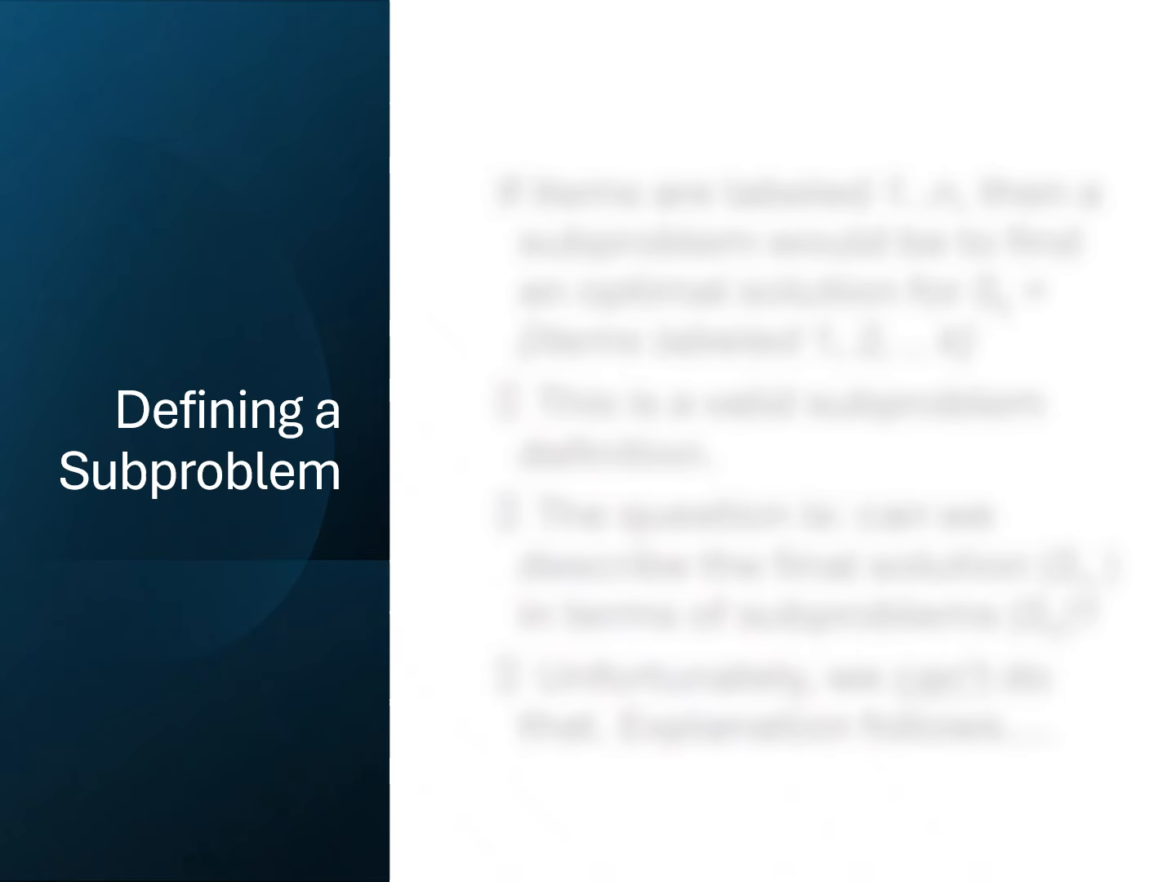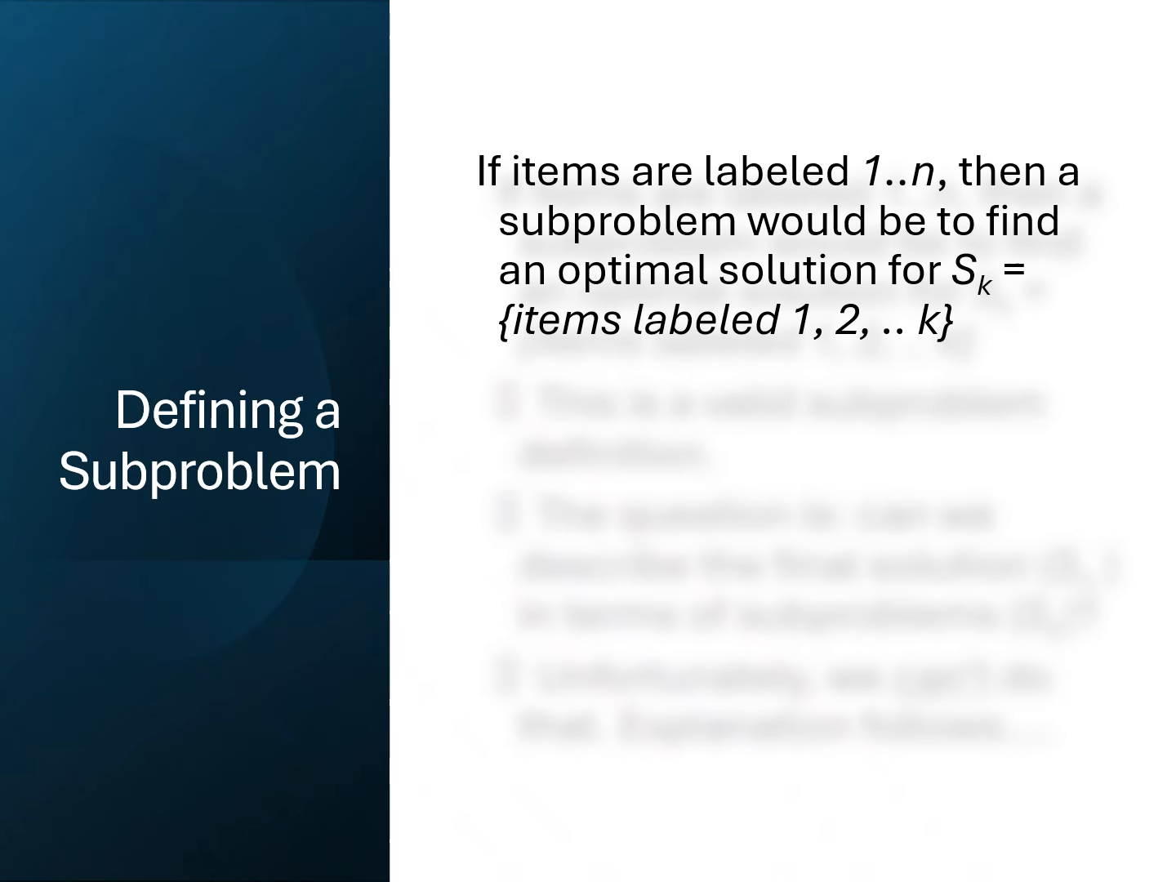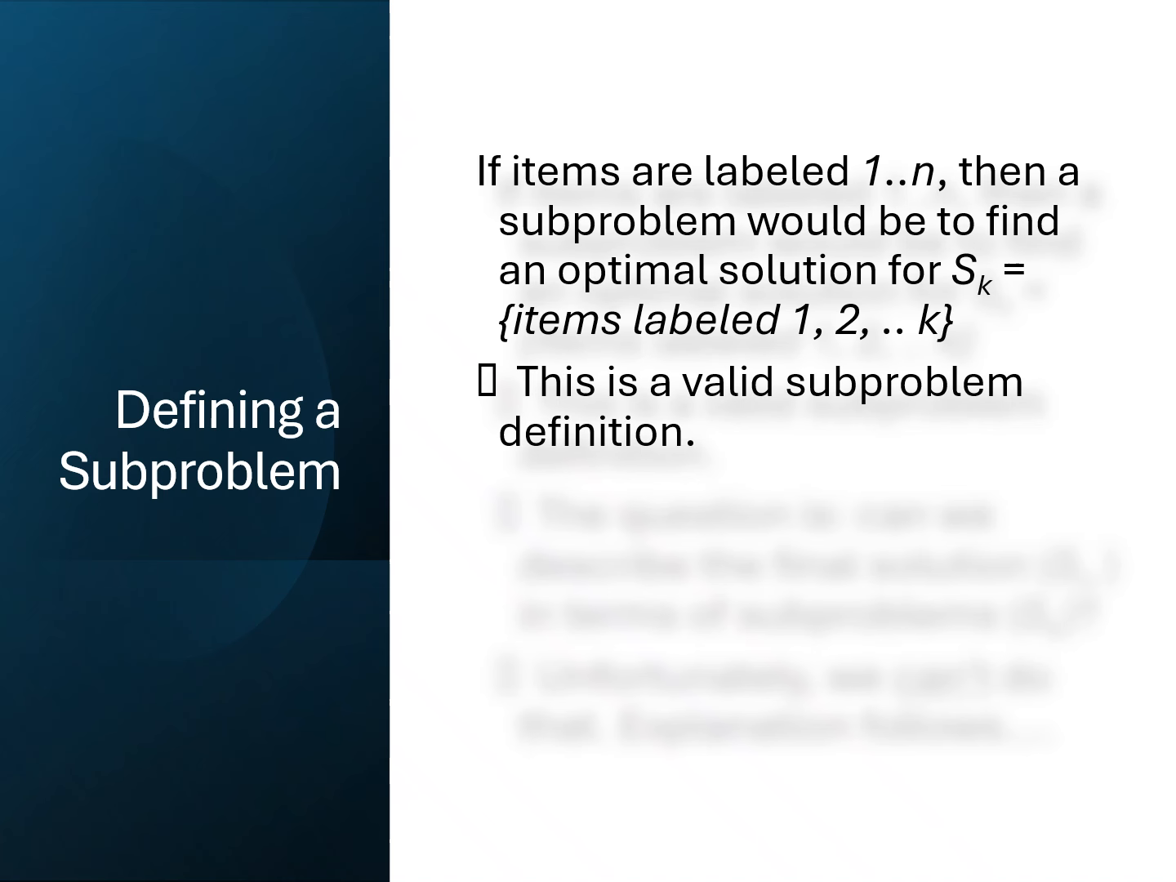Let's define the subproblem formally. If items are labeled 1 to n, then a subproblem would be to find an optimal solution for Sk, where Sk is the solution of a subproblem from items labeled 1 to k. This is a valid subproblem definition. If you can recall the small figure of two rectangles on the right top corner of the board that we have been drawing again and again, this truly maps on that figure.